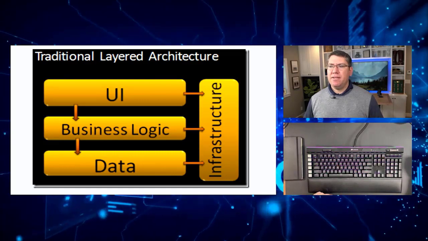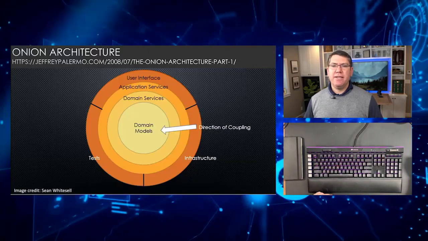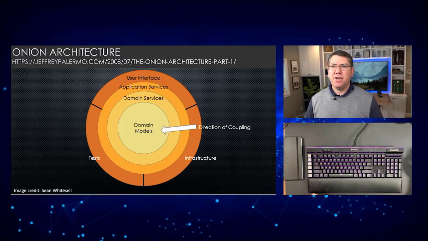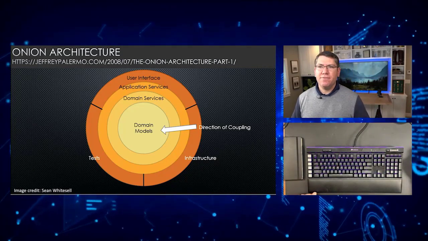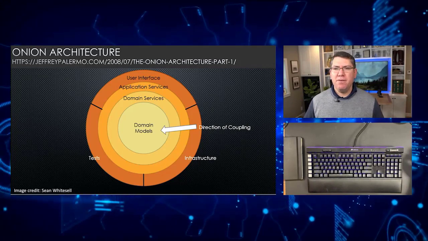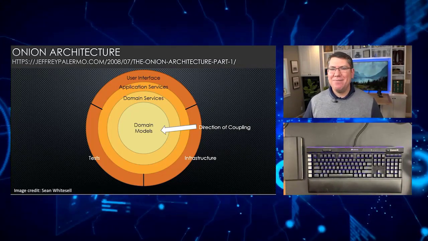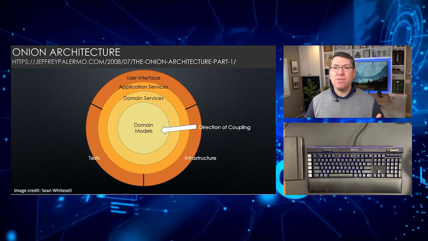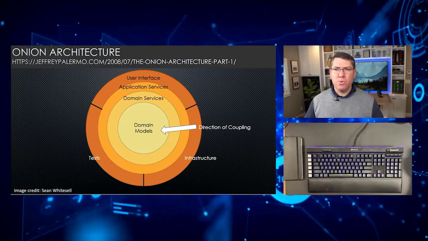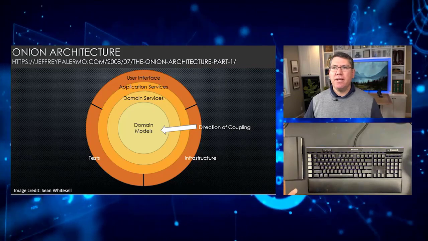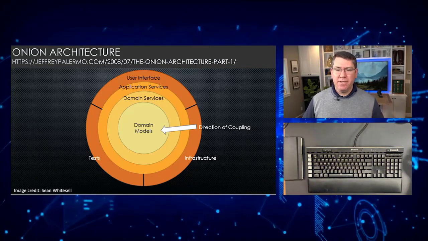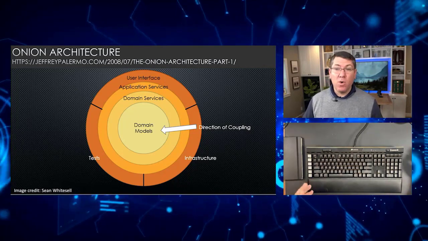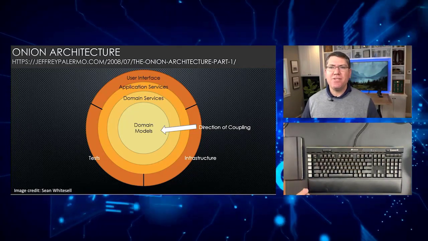Now, the next diagram depicts the onion architecture, and I have to give credit to Sean Whitesell for this beautiful diagram, much better than my original diagram that I built back in 2008. But the main premise here is that it controls coupling. The fundamental rule is that all code can depend on layers more central to it, but code cannot depend on layers further out from the core. In other words, all coupling is towards the center.